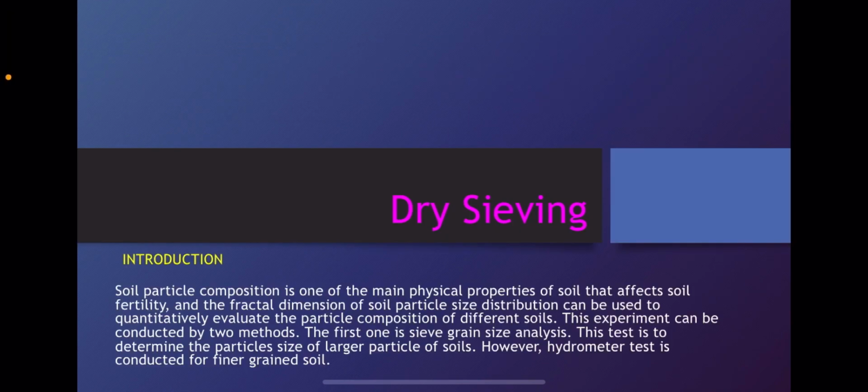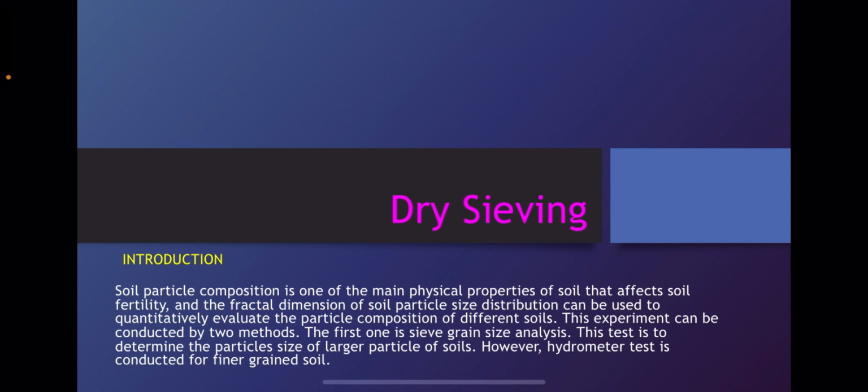Okay, for the dry sieving test, the introduction is: soil particle composition is one of the main physical properties of soil that affects soil fertility, and the fractal dimension of soil particle size distribution can be used to quantitatively evaluate the particle composition of different soils.